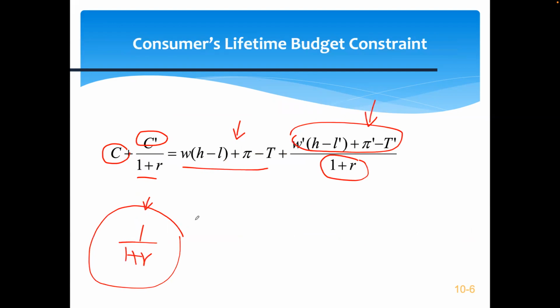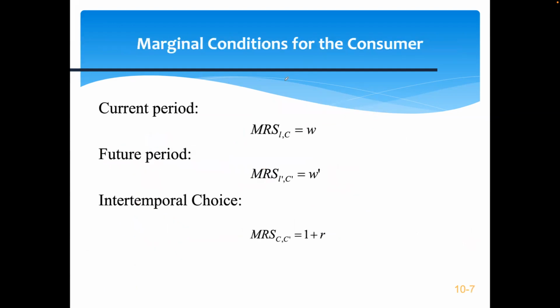Now, in terms of consumer behavior, this slide summarizes what we have learned before. Current period and the future period. So this is what we learned in chapter 4, right? The consumer chooses consumption and leisure such that the marginal rate of substitution between leisure and consumption equals the wage. This is true both in the current period and the future period, right? So please review chapter 4. But the intuition is very simple. In the margin, you want to make sure the cost equals the benefit.